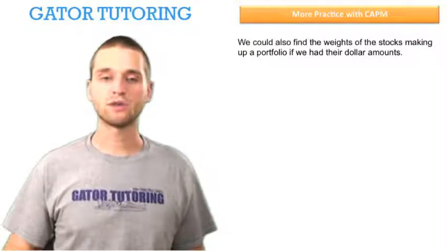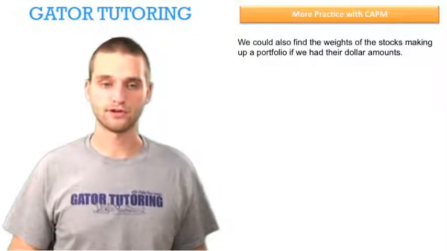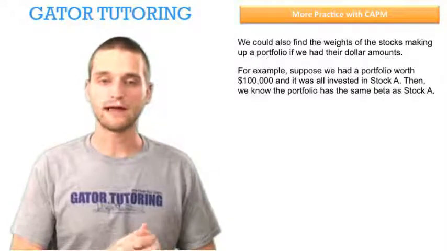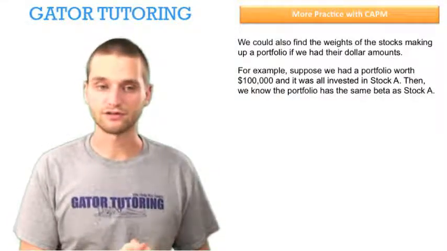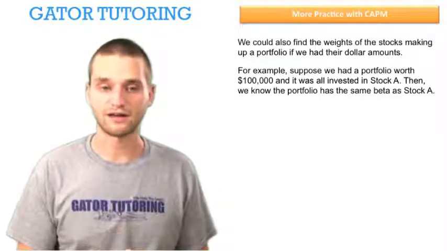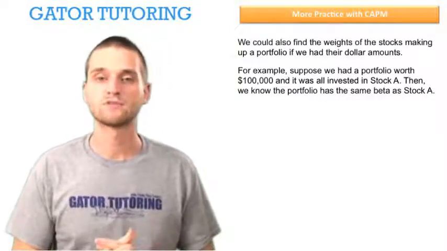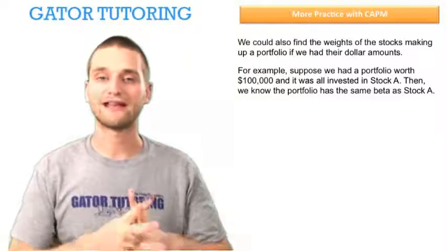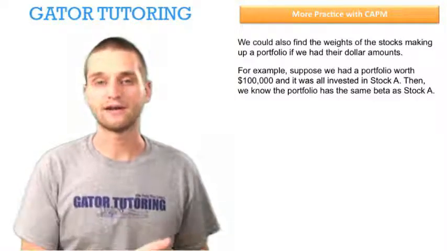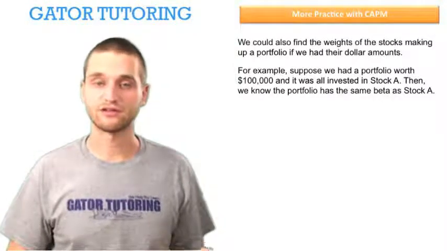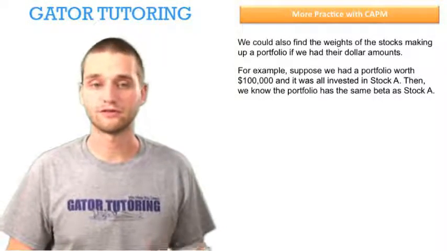Now we could also find the weights of the stocks making up a portfolio if we had their dollar amounts. For example, suppose we had a portfolio worth $100,000 and it was all invested in stock A. Then we know the portfolio has the same beta as stock A. So here it's just telling us that we have all of our money invested in one stock. So basically we have 100% of our portfolio invested in stock A. So we know the beta of the portfolio is going to be the same.